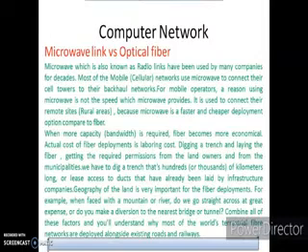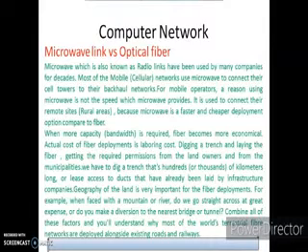Now let me throw some light on the difference between microwave link and optical fiber. Microwave, which is known as radio links, has been used by many companies for decades. Most of the cellular companies, your mobile companies, use microwave to connect their cell towers to their backhaul networks, right?